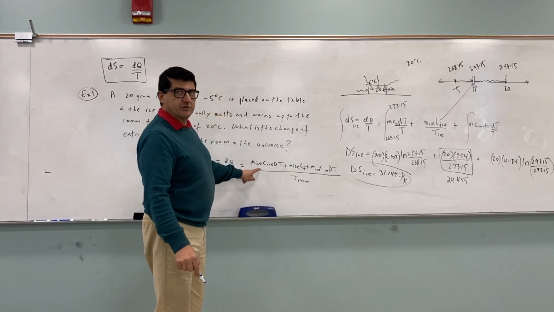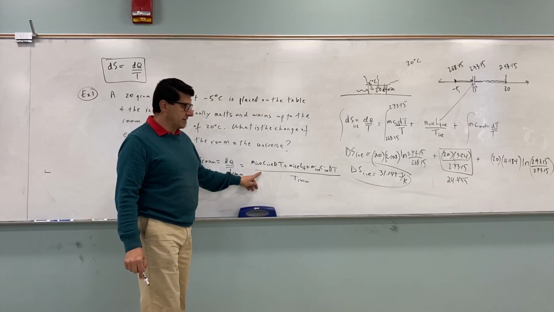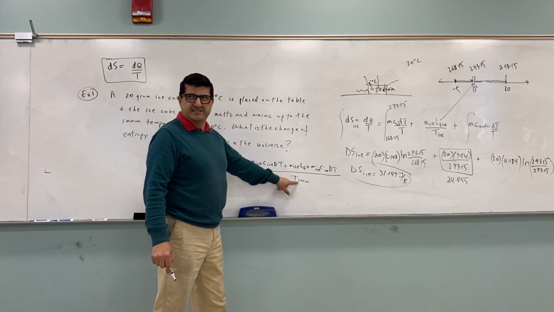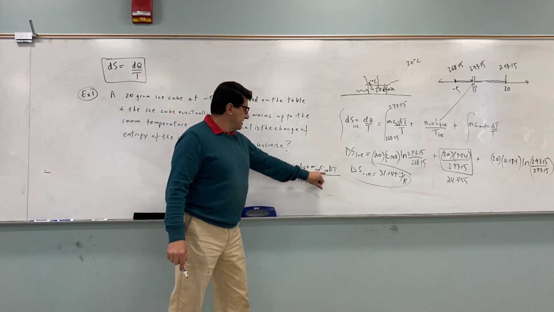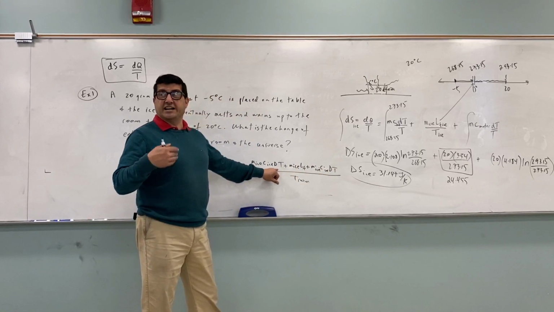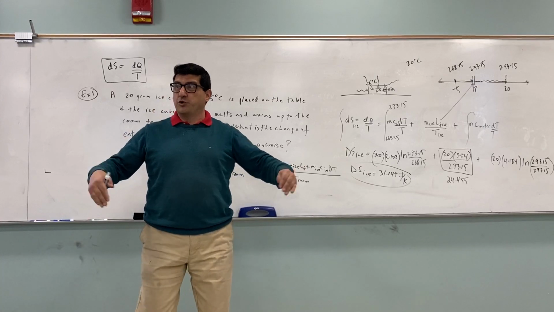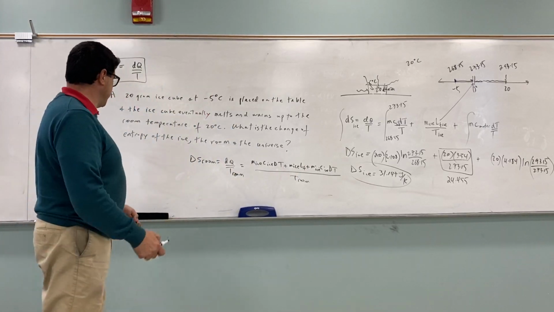So the difference is that for this, I don't need to do an integral. Why? Because at the bottom is the temperature of the room, not the temperature of the ice. At the top is the temperature change that the ice is experiencing, because that tells you how much heat is going into the ice. You see?